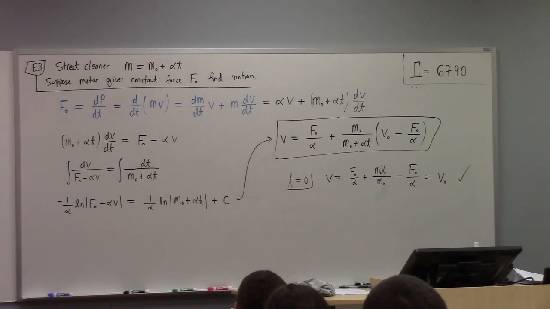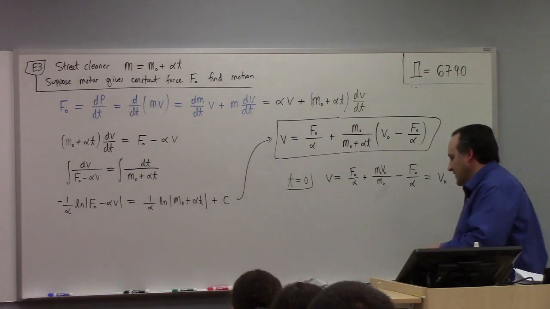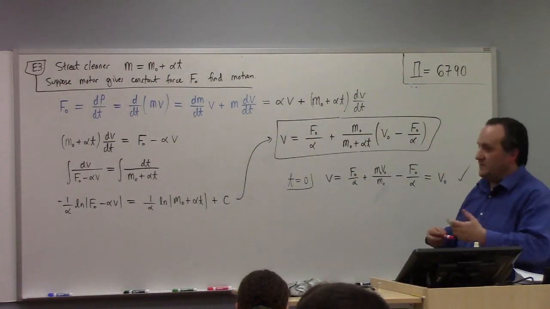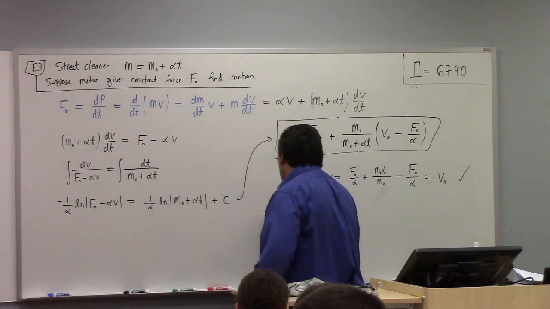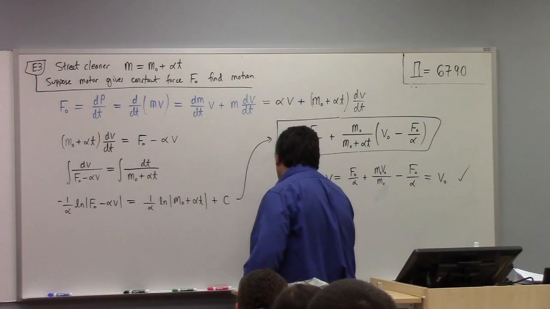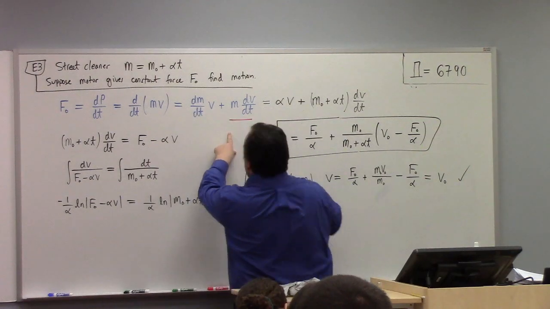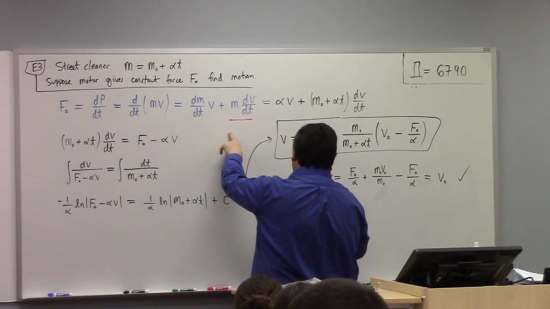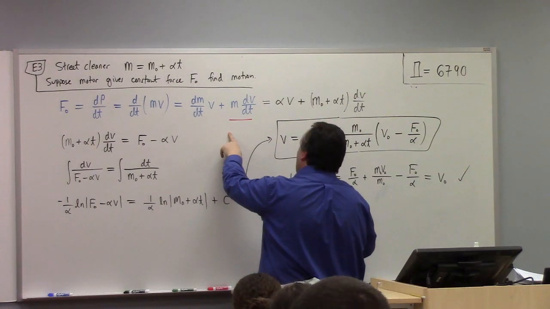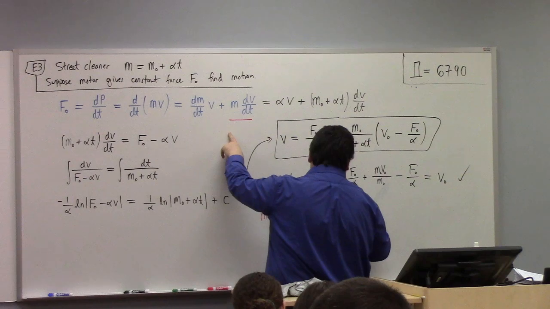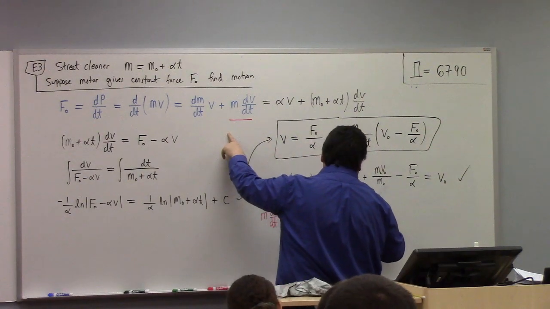All right, let me see if I can extract a little bit more wisdom from this example. If you were to look at this in terms of mass times acceleration, we could do that. Check this out. So m times dv dt, which is this term right here, is equal to f naught minus dm dt times v. In other words, it's f naught minus alpha v.